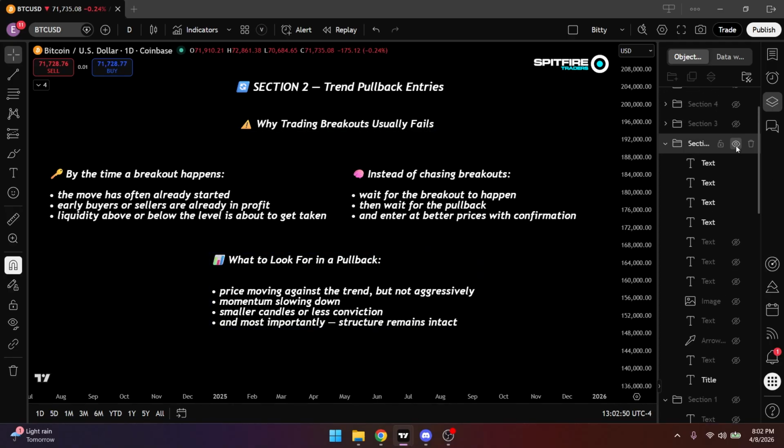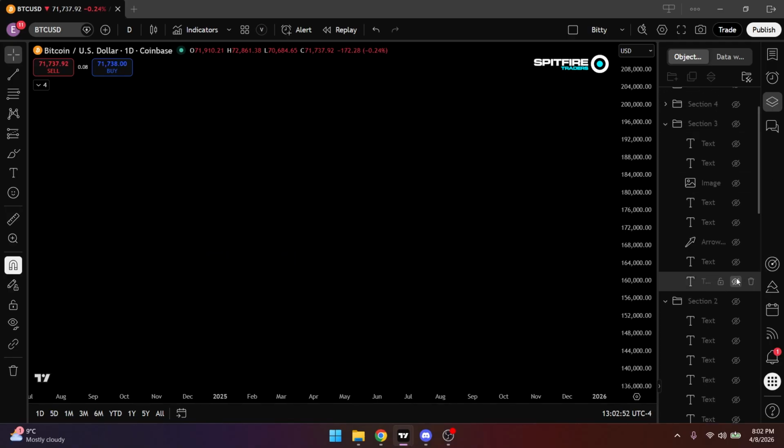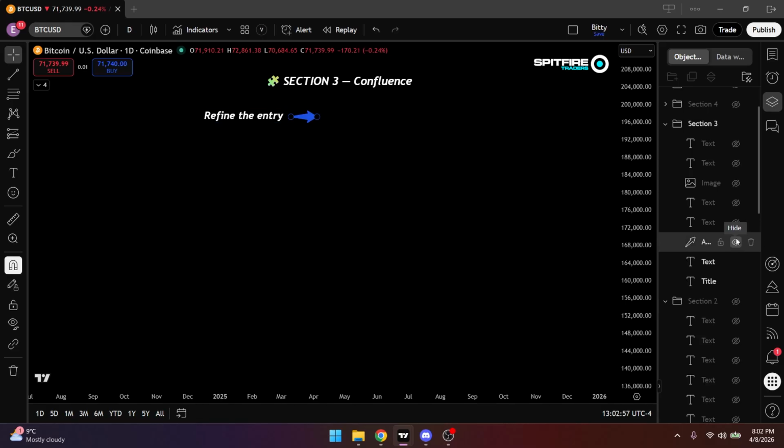Now that we have direction, and we're waiting for a pullback, the next step is to refine the entry. This is where confluence comes in. Because we don't want to enter randomly inside a pullback. We want to enter in areas where multiple reasons align for price to react. Instead of guessing, we look for pullbacks into high probability zones where different tools overlap.